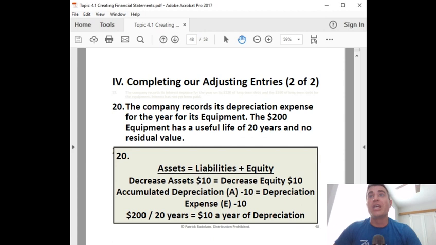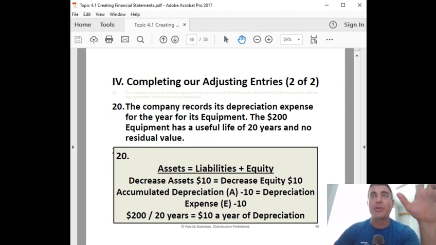We are getting close. The company reports depreciation expense for the year on its equipment. $200 equipment has useful life of 20 years, no residual value. Some terms there, I'm just keeping this as simple as possible. Obviously, those are ultimately important if you move further along in accounting. But I'm going to start at the bottom for a second. The 200 divided by 20 years is going to be $10 a year of depreciation expense. And that's my first calculation that I'm using.